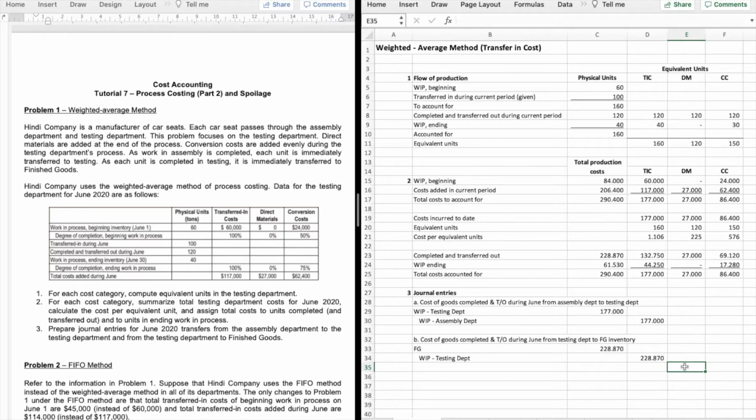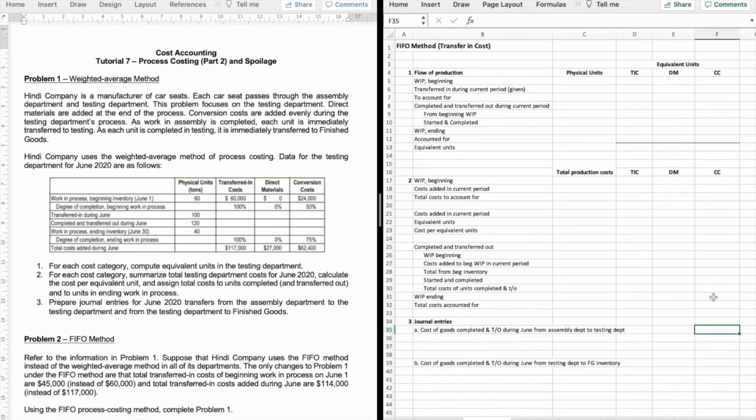Okay, that is from problem 1. Moving on to problem 2. Refer to information in problem 1. Suppose that Hindi company uses the FIFO method instead of the weighted average method in all of its departments. The only changes to problem 1 under the FIFO method are that the total transferred in costs of beginning work in process on June 1 are 45,000 instead of 60,000. It means that here the numbers are changed to 45,000, and the total transferred in costs added during June are 114 instead of 117.